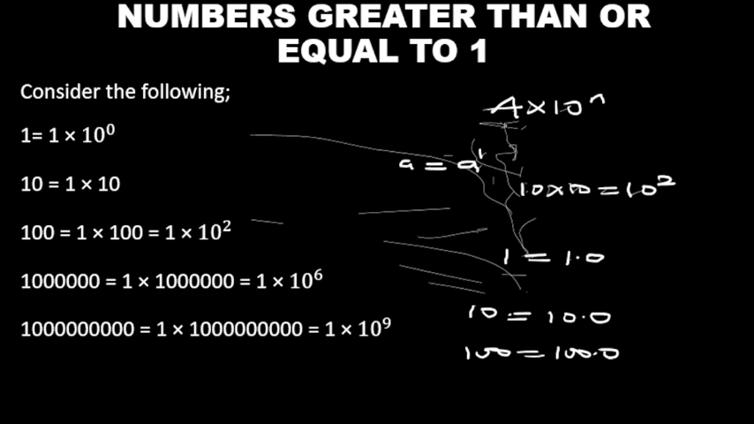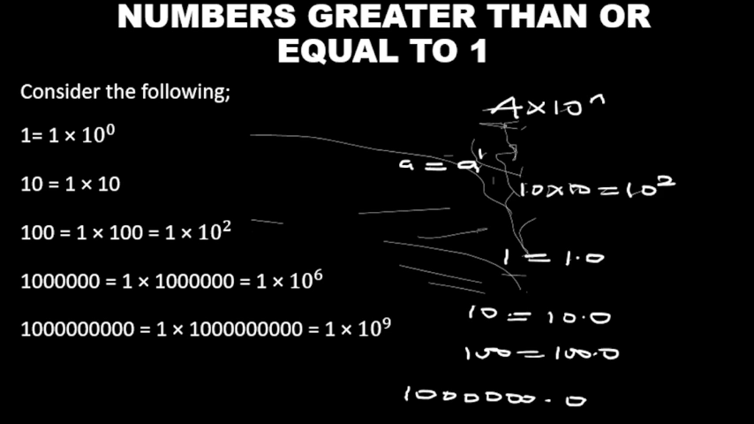So let's try that with 1 million. 1 million is the same thing as 1,000,000.0. So if you are expressing 1 million in standard form, we must shift the point from this position to a position where you are going to have the value of A to be a number between 1 and 10, isn't it? So if you shift the point from here to the left to get a number between 1 and 10, we are going to shift the point 6 times. 1, 2, 3, 4, 5, 6.